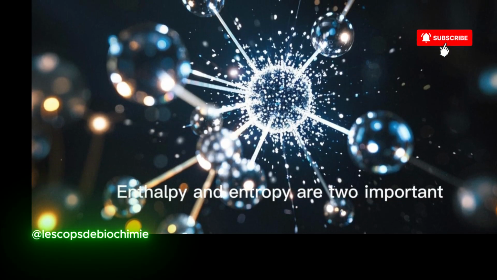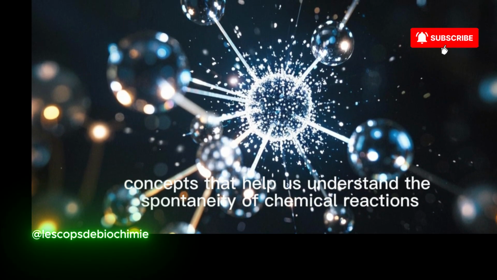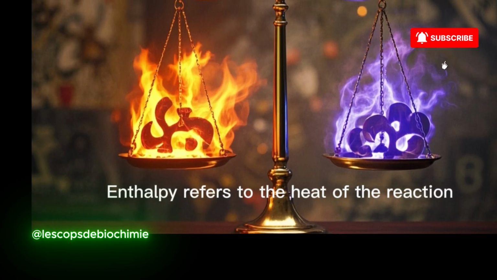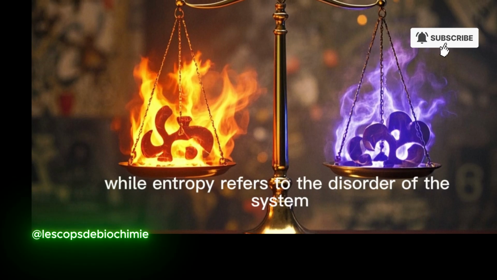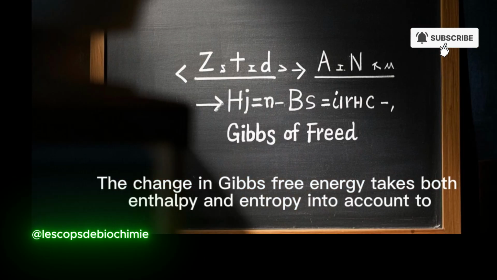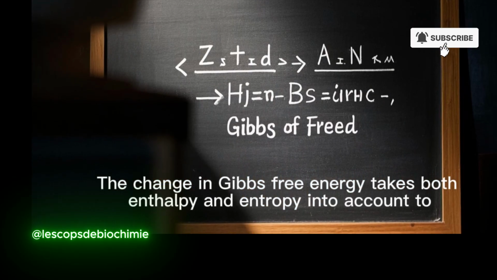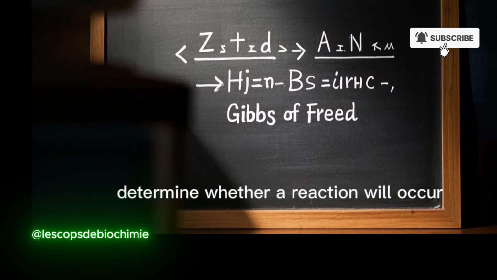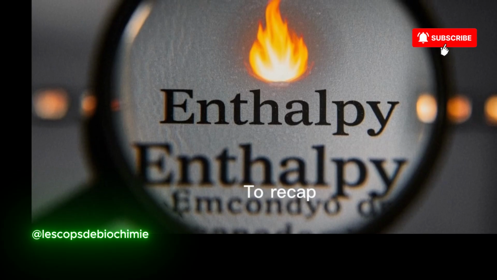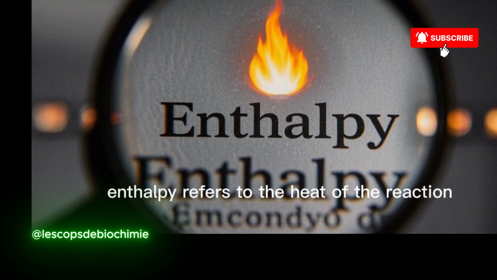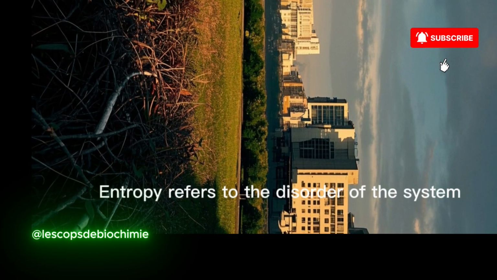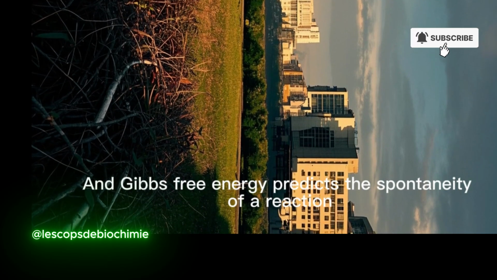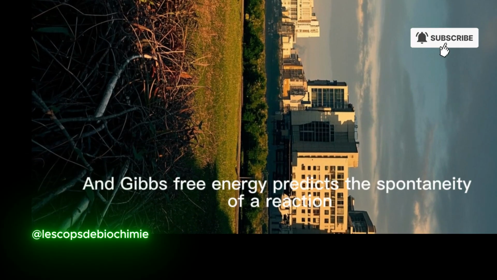Enthalpy and entropy are two important concepts that help us understand the spontaneity of chemical reactions. Enthalpy refers to the heat of the reaction, while entropy refers to the disorder of the system. The change in Gibbs free energy takes both enthalpy and entropy into account to determine whether a reaction will occur. To recap, enthalpy refers to the heat of the reaction. Entropy refers to the disorder of the system. And Gibbs free energy predicts the spontaneity of a reaction.